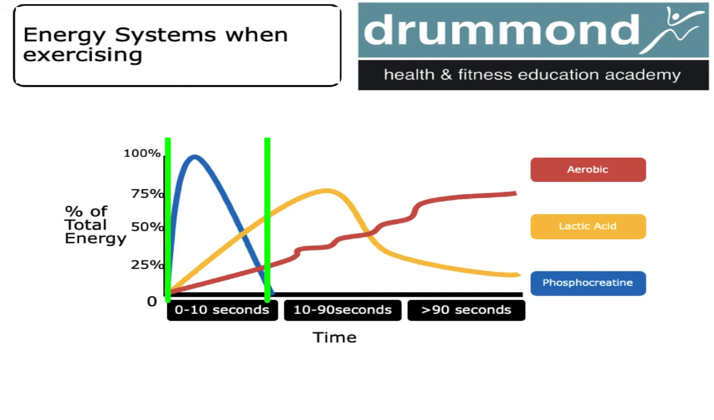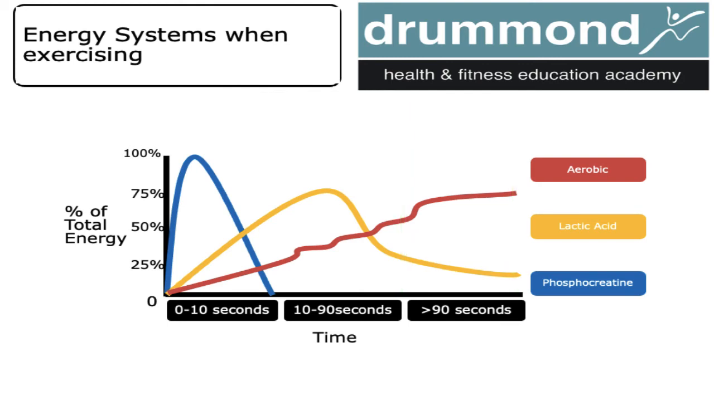If the intensity was really, really high, you would only stay within the phosphocreatine system in that 0 to 10 second section. If you were doing another exercise that lasted around about 1 minute to 90 seconds, this type of activity is predominantly going to be using the lactic acid system. And again, anything beyond 90 seconds is predominantly going to be using the aerobic system.